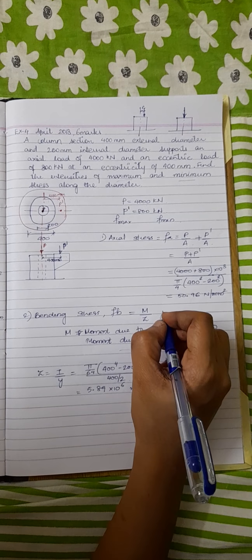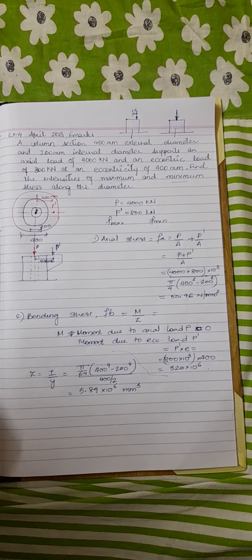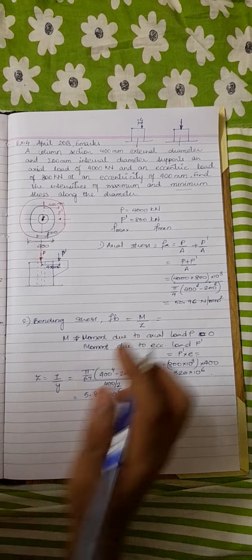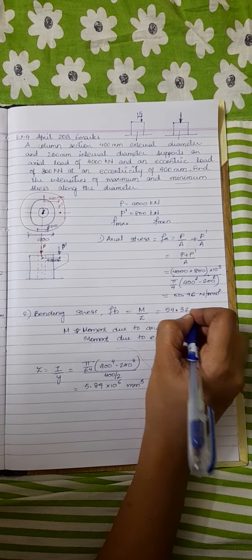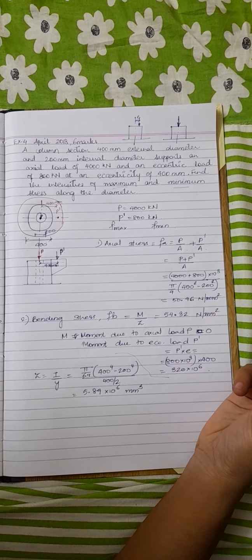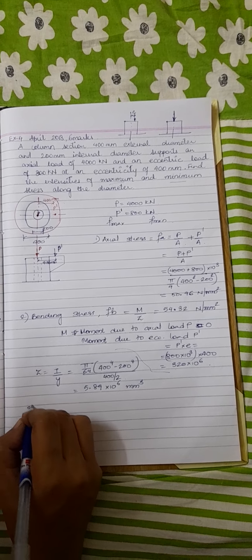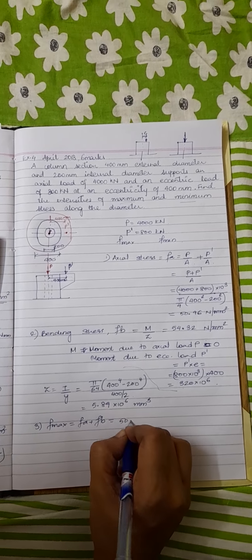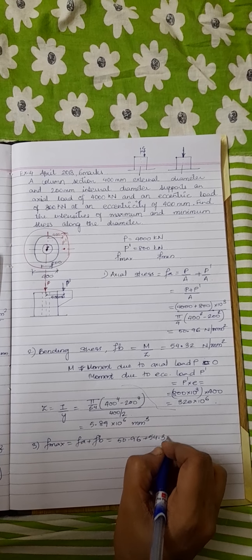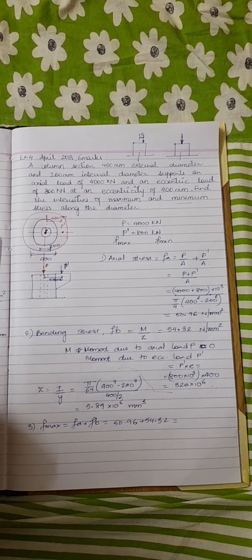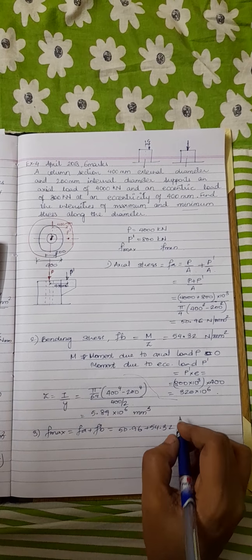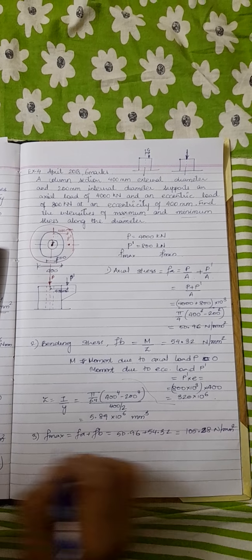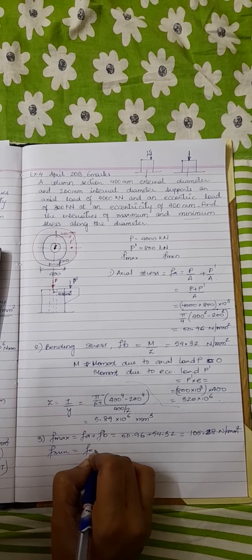Let us substitute that, and we get 320 into 10 raised to 6 divided by the answer. So we get 54.32 Newton per millimeter square. Now the things are very easy. Let us calculate F max, which is equal to Fa plus Fb. So 50.96 plus 54.32, which is going to be 105.28 Newton per millimeter square, and F minimum is Fa minus Fb.